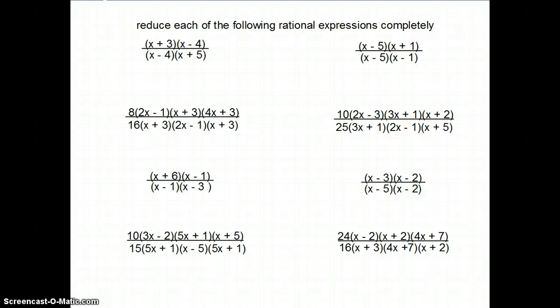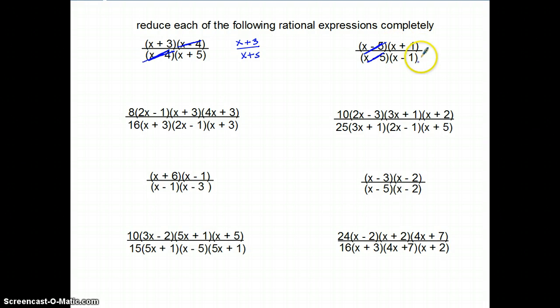Now be careful, this is not the same as simply only crossing out the x's because the x's are repeated. We may only cross out that whole factor or nothing at all. So I cross out all of the x minus 4, and what I'm left with on top is an x plus 3, and on bottom I have an x plus 5. To the right, I see an x minus 5 repeated, and again I'm crossing out that entire factor, not just the x's or the minus 5's.